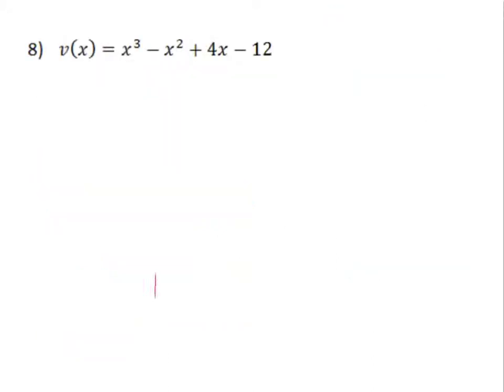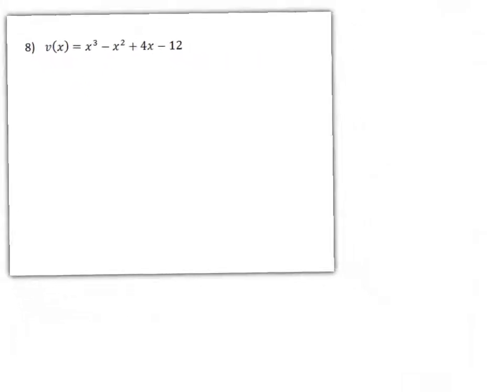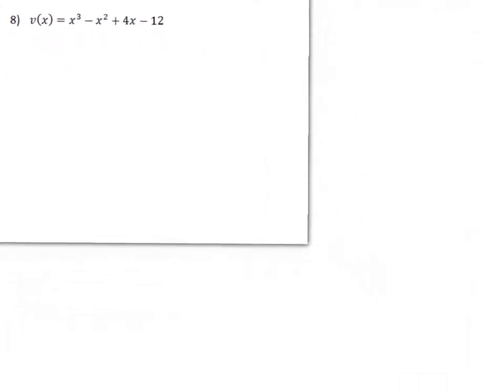So for this one, we once again have it to the third power. So we are going to figure out how many positives and how many negatives we can have. So taking a look here, we have 1 sign change, 2 sign change, 3 sign change, which means we can have 3 or 1 positive. So now we'll look at the negative.